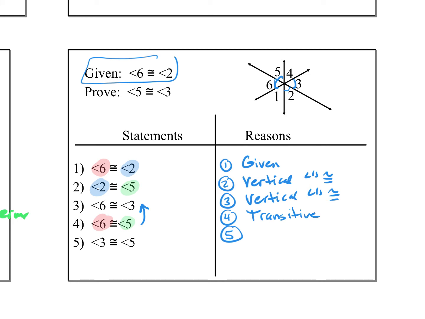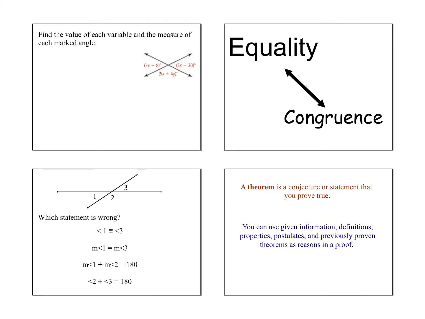What allows me to say 3 congruent to 5? Also transitive because there's another connection, 6 to 3. So this is also transitive property. Okay, how'd you do on this one? Good? Brilliant. Let's go next page.